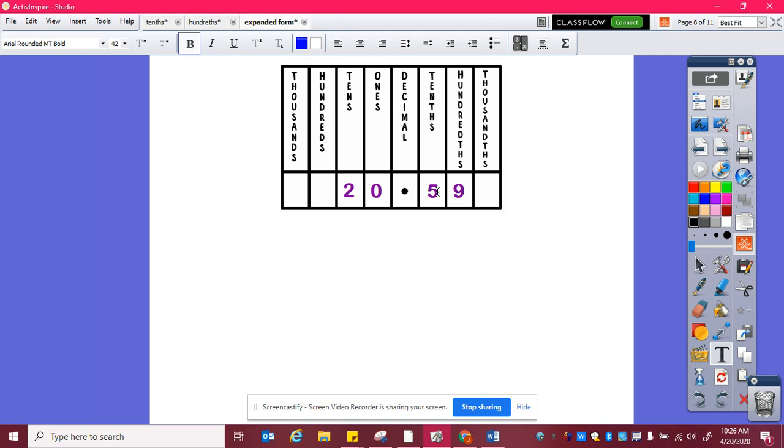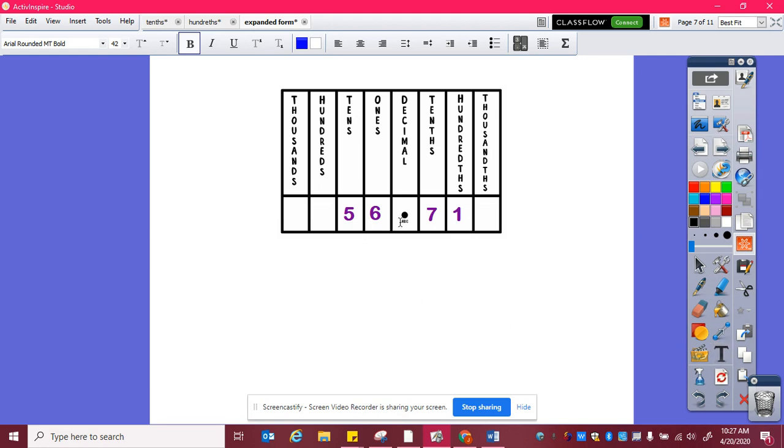Here I have 20 and 59 hundredths. So to write that in expanded form, I need to represent my tens, which is 20, plus I do not have any ones, so I need to add my 5/10, plus my 9 hundredths. So 20 and 59 hundredths is 20 plus 5/10 plus 9 hundredths.